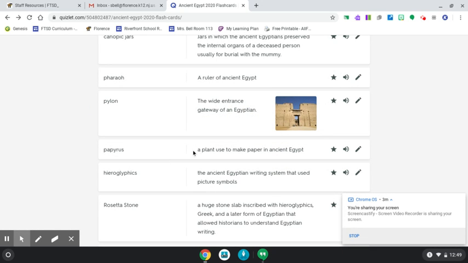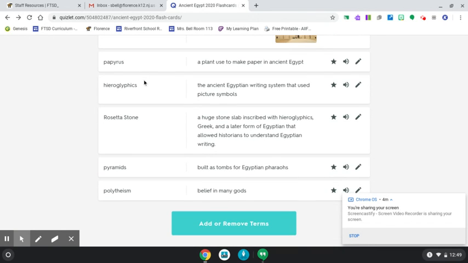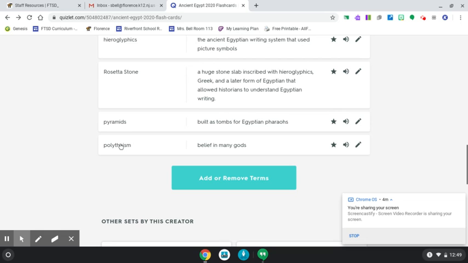Papyrus. We know papyrus is a plant used to make paper in ancient Egypt. Hieroglyphics, again, we're familiar with this too. The ancient Egyptian writing system that used picture symbols. The Rosetta Stone, a huge stone slab inscribed with hieroglyphics, Greek, and a later form of Egyptian that allowed historians to understand Egyptian writing. Pyramids were built as tombs for the Egyptian pharaohs. And finally, polytheism. This is not a new word at all. Polytheism is the belief in many gods.